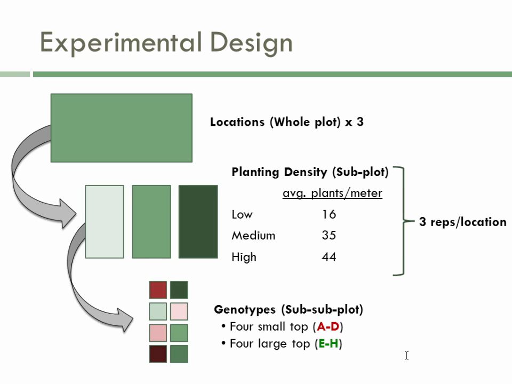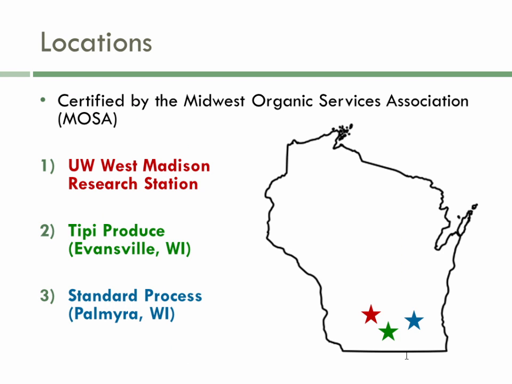And this was further subdivided into 8 genotypes, the sub-plot level. And there are 4 small top genotypes, which are coded A through D through the presentation, and 4 large tops, E through H. And these were identified based on prior field observations on conventional land and at the end of the season.